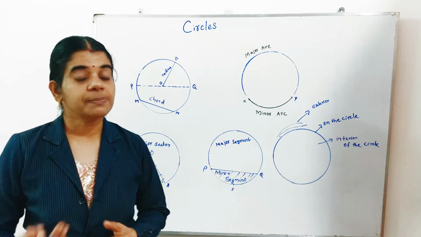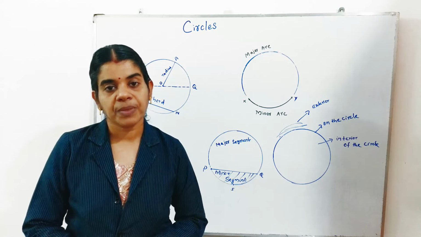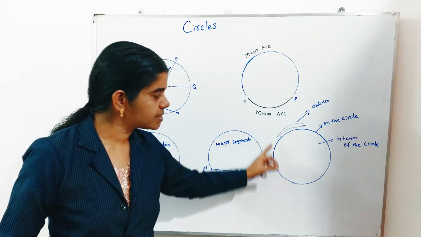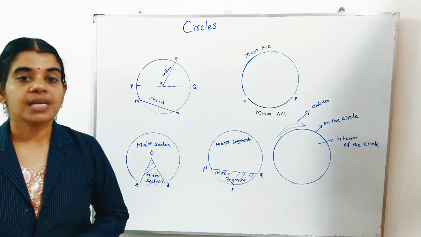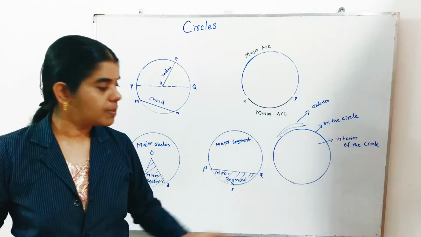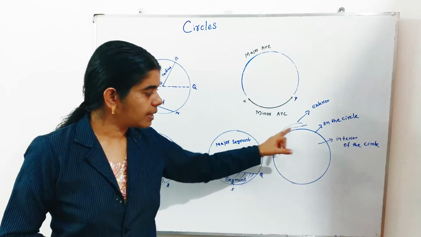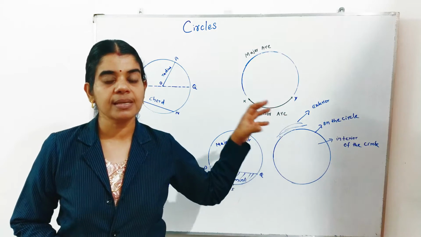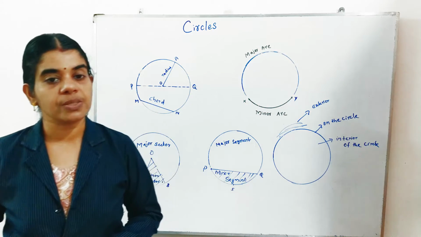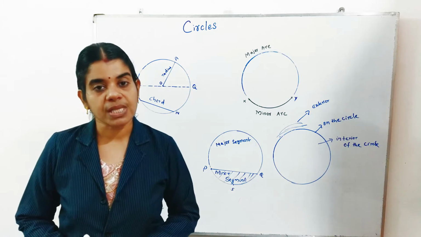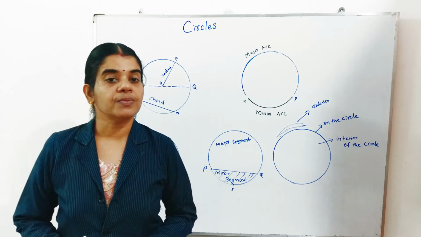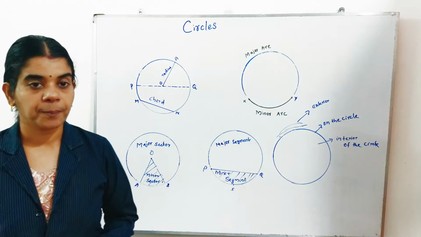Then, what is meant by circumference of the circle? What is the total length of this? The boundary line's total length, that is known as the circumference of the circle. What is the total length we have drawn? That is known as the perimeter or circumference of the circle. You already know that 2 pi r is the perimeter or circumference of the circle. Area of the circle is pi r square.